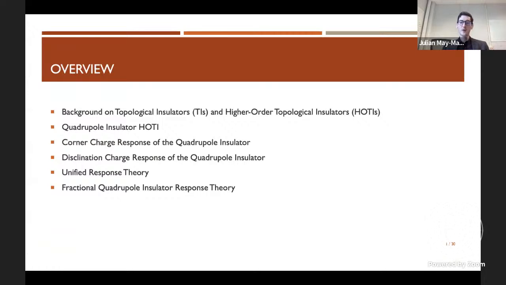And upon that, I'll be ending with a prediction about how we can understand a fractional quadrupole insulator response theory, which we can think of as being the fractional analog of the quadrupole insulator, the same way that a fractional quantum Hall state is the fractional analog of an integer quantum Hall state.